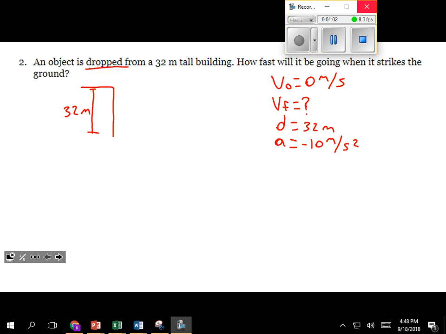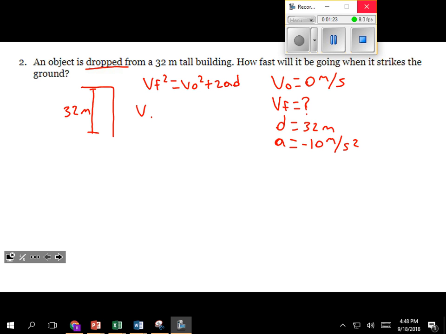So when you're doing these problems, you want to really think about what the initial velocity is. It matters a lot in terms of the problem. So if I look at my givens, I look at my formulas, the only one that makes sense to use is this one. Alright, and then you can go ahead and plug in.